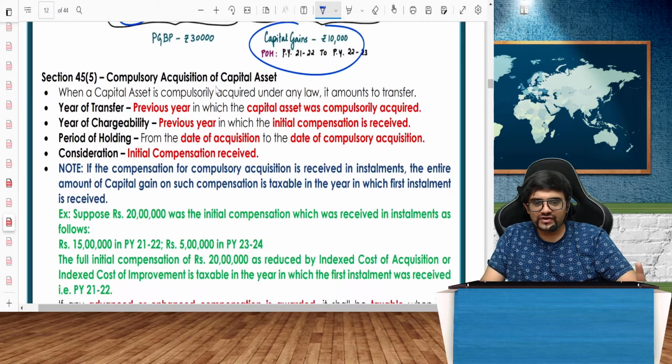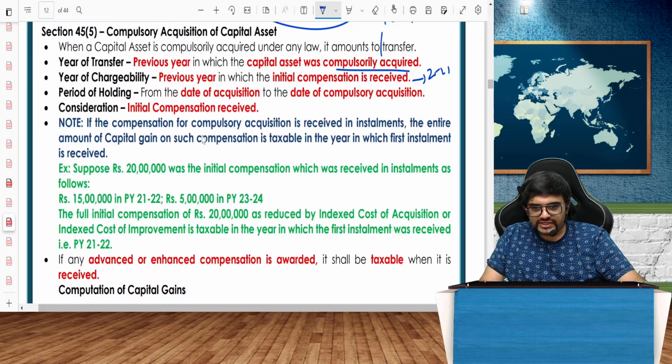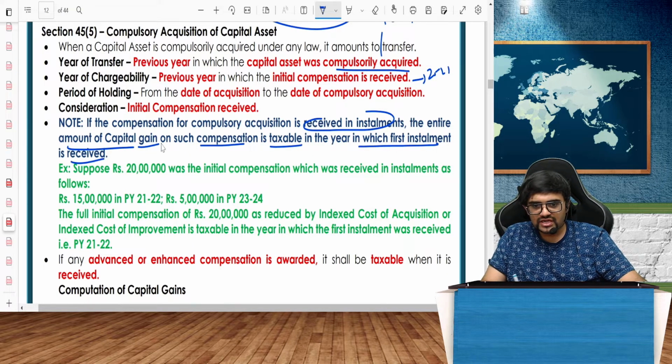So guys, year of transfer, previous year, means the year the capital asset was compulsorily acquired. Let's say they acquired it in 18-19 only, but when did they give me compensation? 2021. So when will it actually be taxed? 2021. Right? If the compensation is received in installments, the entire amount of capital gain on such compensation is taxable in the year in which the first installment is received.